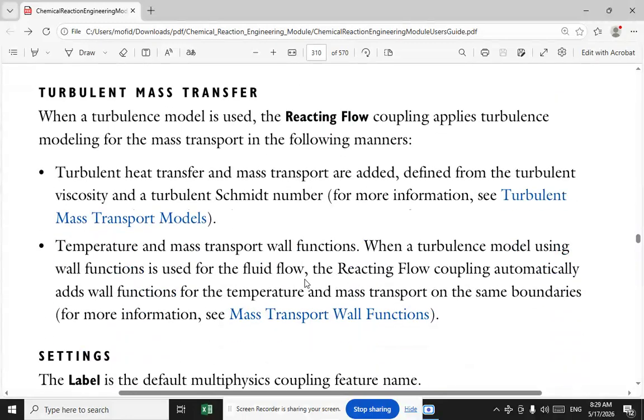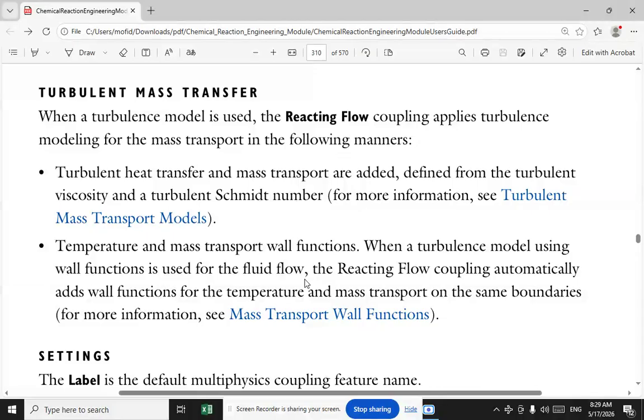Now I want to go to the turbulent mass transfer. When a turbulent model is used, the reacting fluid coupling applies turbulent modeling for the mass transport in the following manners. Turbulent heat transfer and mass transport are added, defined from the turbulent viscosity and the turbulent Schmidt number. For more information, see the turbulent mass transport model, temperature and mass transport wall functions.